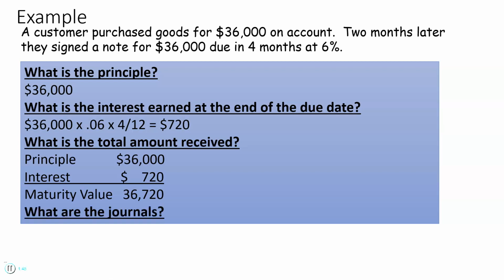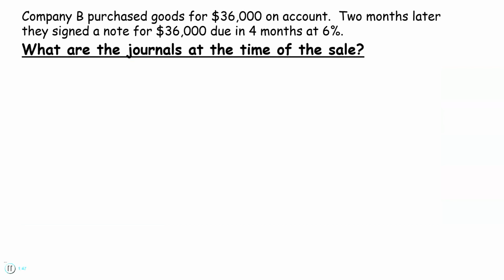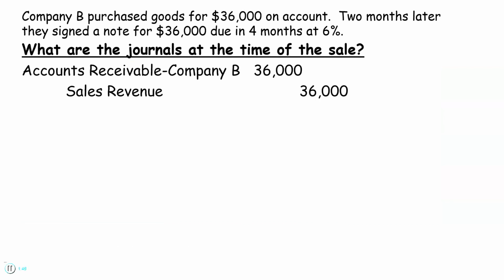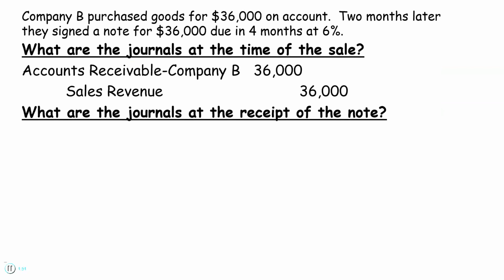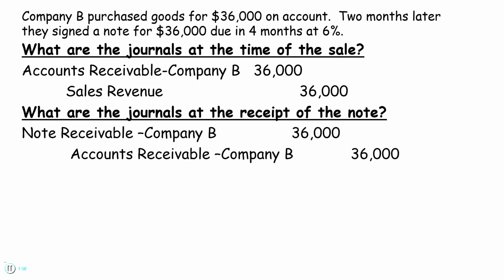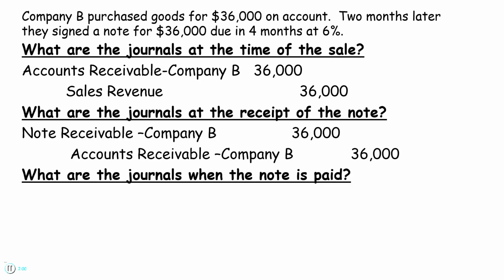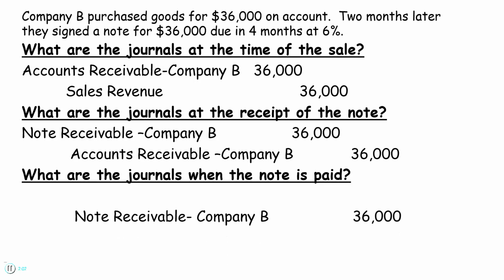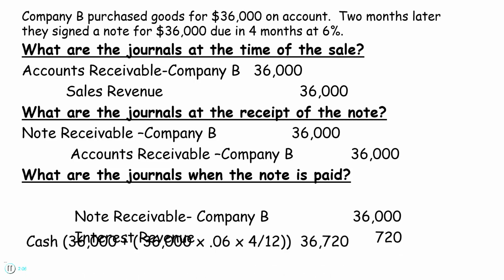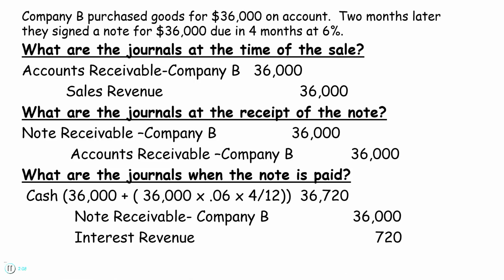Now let's look at some journal entries. At the time of the sale, we're going to book the accounts receivable. At the time they decide that they want to convert it to a note, we have to take it out of accounts receivable and put it into notes receivable. What does it look like when it's paid? Well, first we take the notes receivable off the books, we book the interest, and then we show the cash, which is the total of those two.